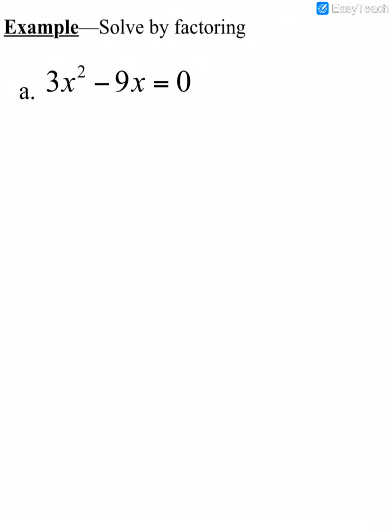Okay, so let's solve this quadratic equation by factoring. We said that the first step in factoring is to get everything on one side of the equation equal to zero. Well, that's already done in this case. So now we want to factor. Anytime we're factoring, we always want to first look to see if there is a greatest common factor between the terms. If we look at these two terms, they do have a greatest common factor. The greatest common factor is 3x. So if I factor out a 3x, I'm going to be left with x minus 3.